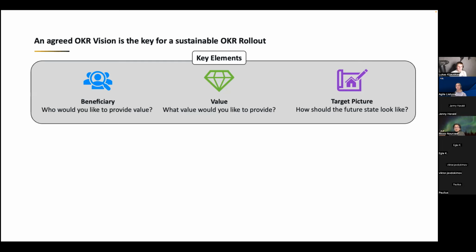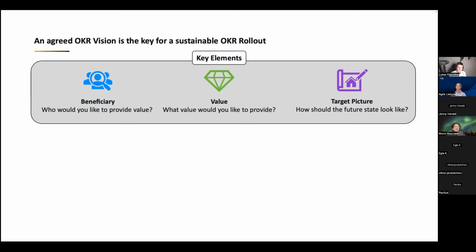Therefore, for this OKR vision I'm using a postcard from the future, or several postcards from the future. And I'm also using OKRs themselves here. For me, these are the key elements of a good objective. It has a beneficiary: who would you like to provide value to? This could be the customer, the employee, or the company itself. Then I have a clear definition of the value: what value would I like to provide to this beneficiary? And I have a clear target picture in mind.